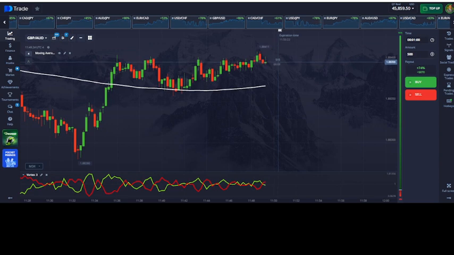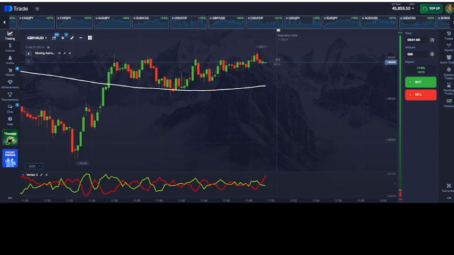So today I'm on the Pocket Option platform and I'm going to be trading some binary options utilizing tradingview.com. All right, so what you see here is the interface of the trading platform here, Pocket Option.